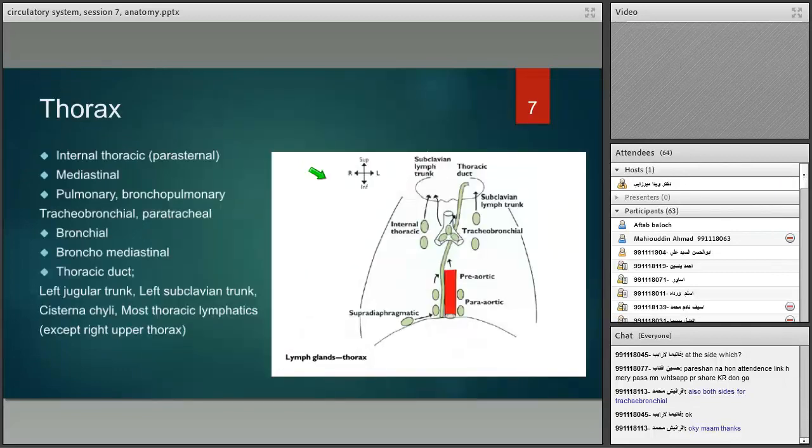The last part are the bronchomediastinal nodes. The bronchomediastinal nodes are draining the lymph at the end into, for example, the thoracic duct on the left side and the right lymphatic system on the right side. Here we have also the tracheobronchial nodes. We can see them.